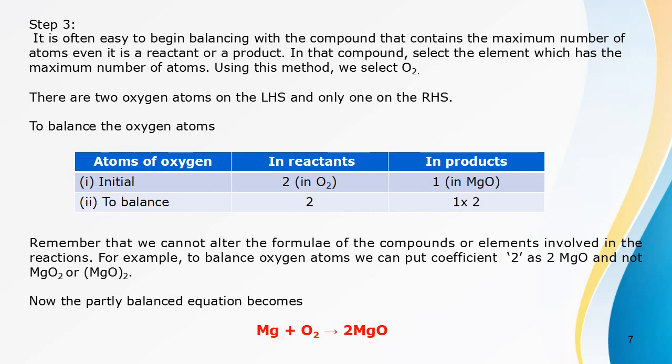So to balance the oxygen atoms, we will multiply the right hand side by 2, and remember that we cannot alter the formula of the compound or element involved in the reaction. For example, to balance oxygen atoms, we can put coefficient 2 as 2MgO and not MgO2 or MgO whole 2. Now the partially balanced equation becomes Mg plus O2 gives 2MgO.